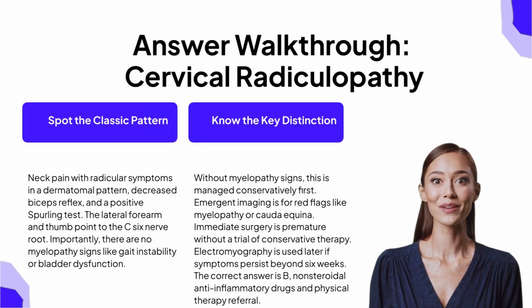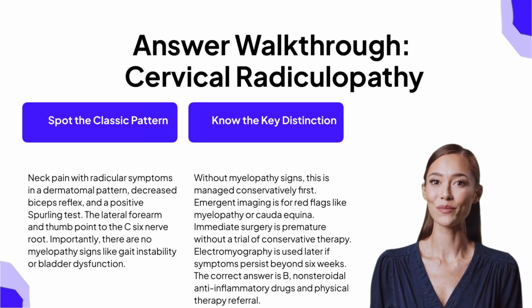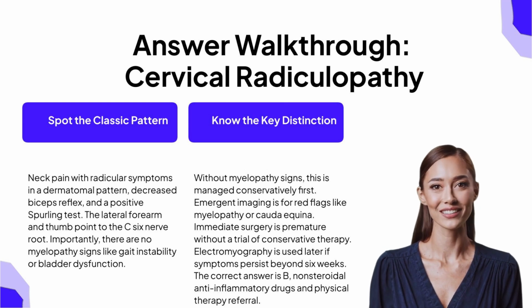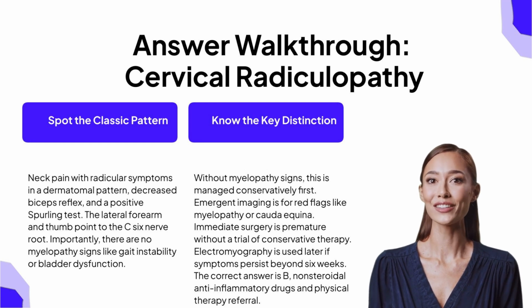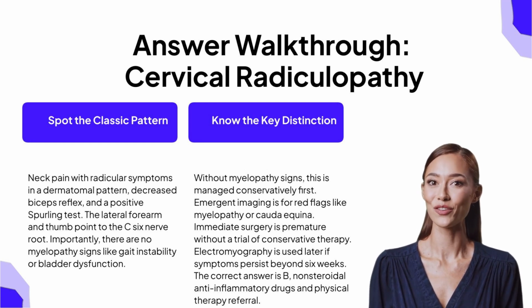First, spot the classic pattern. We have neck pain with radicular symptoms following a dermatomal pattern, a decreased biceps reflex, and a positive Spurling test. The lateral forearm and thumb distribution points to the C6 nerve root. This is straightforward cervical radiculopathy.